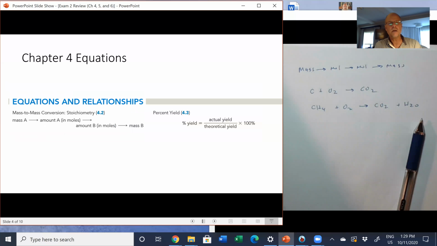All right, what do you need to know in terms of equations for chapter 4? Not a lot of equations here, but a lot of mathematical calculations, of course, for stoichiometry. Remember, of course, mass to moles to moles to mass. We'll be doing that a lot, right? And then the percent yield equation, which is this one.